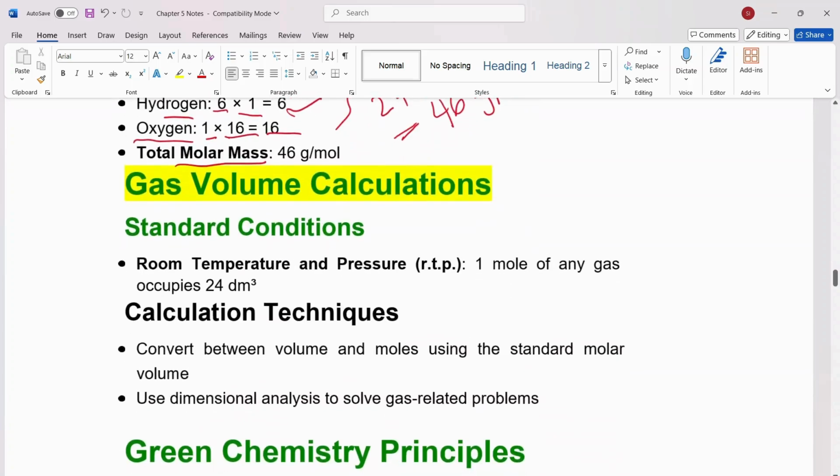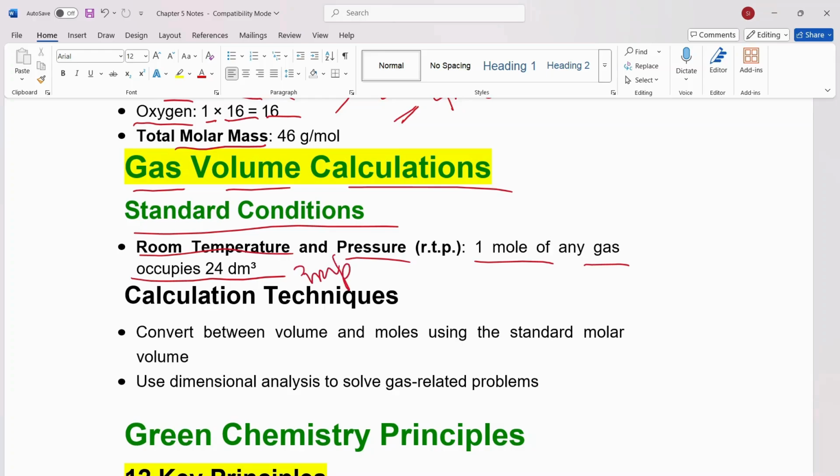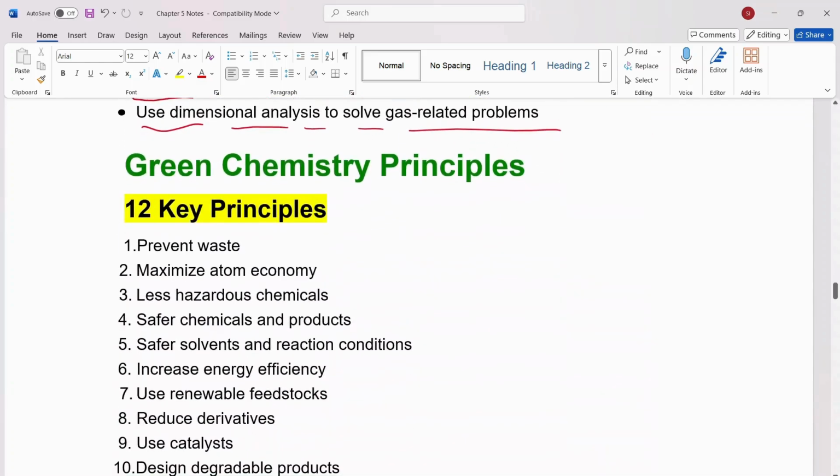All right. Now let's talk about gas volume calculations. Standard condition, room temperature and pressure. 1 mole of any gas occupies 24 dm cube space. Important to learn. All right. Next, some calculation techniques. Convert between volume and moles using standard molar volume and use dimensional analysis to solve gas-related problems.